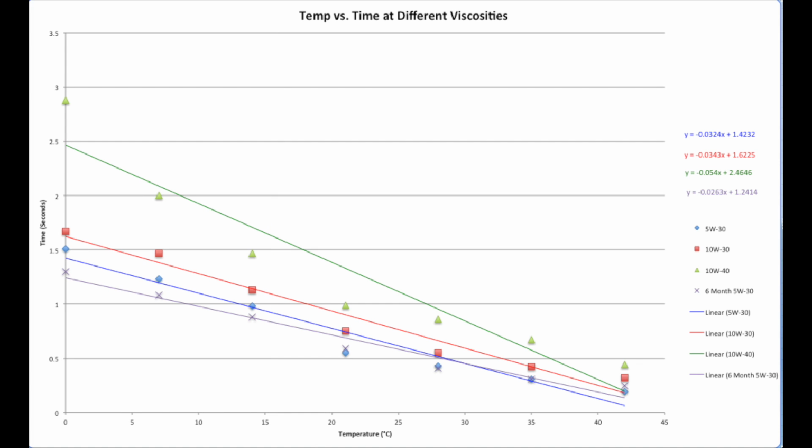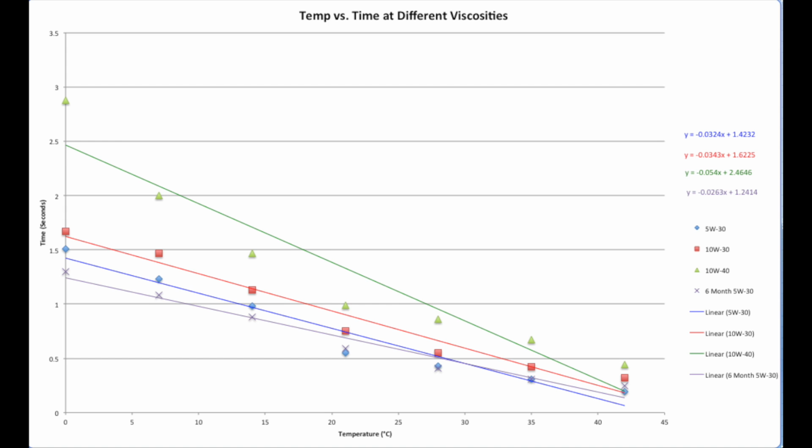On the graph, we plotted the average time of each motor oil at each temperature. As you can see, the 10W40 was the most viscous, and so it took up the most amount of time, no matter the temperature. And the 5W30 was the least viscous, as it took the least amount of time, no matter what temperature.